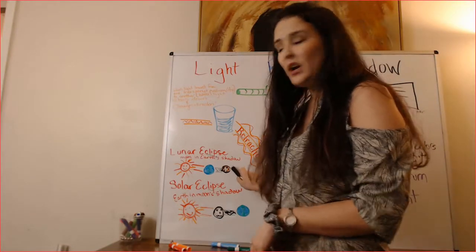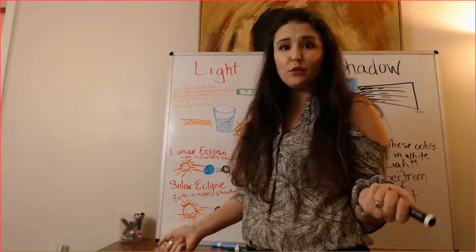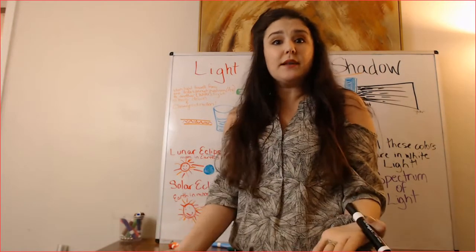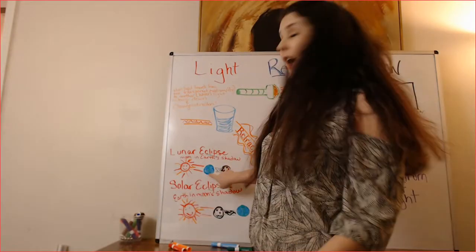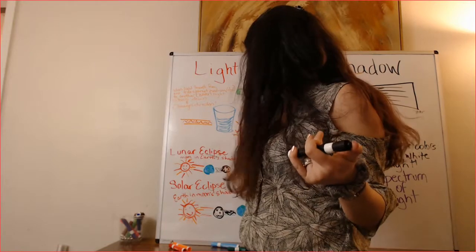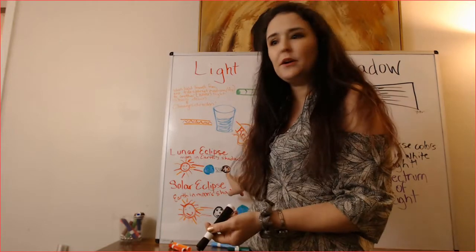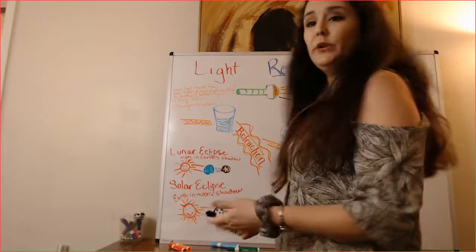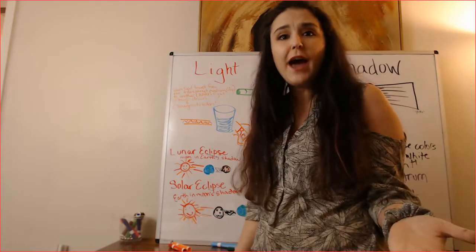Because the moon, unlike the sun, doesn't make its own light. It reflects the sun's light back to us. So if it's in a shadow, it can't reflect light back to us, can it? There's no light. It's blocked. It's in a shadow. That is a lunar eclipse, when the moon is in the Earth's shadow.